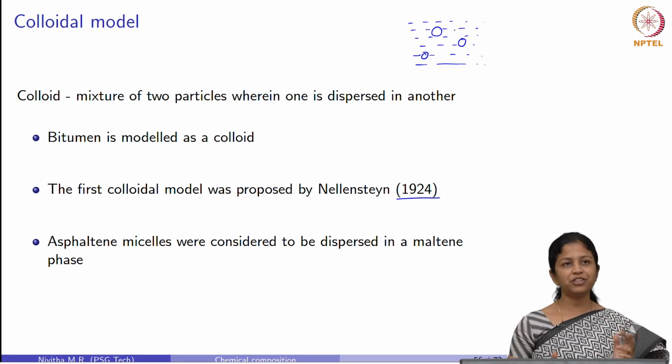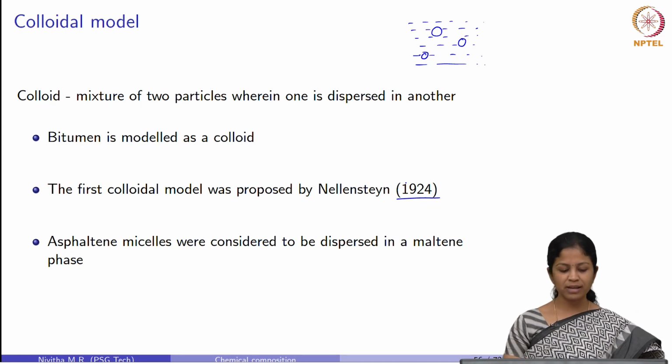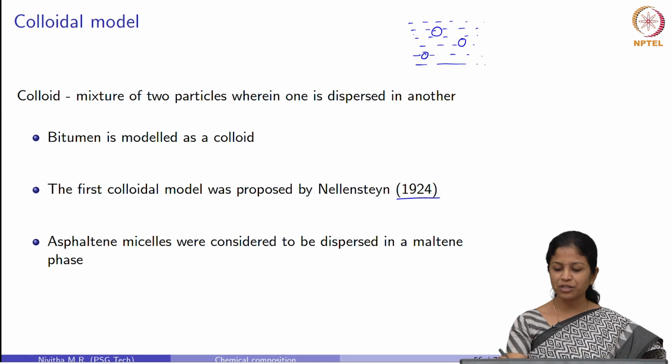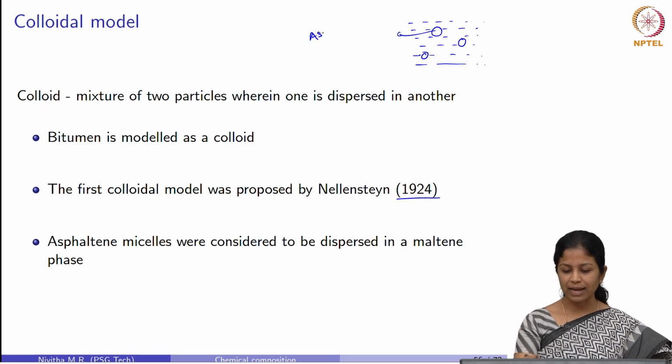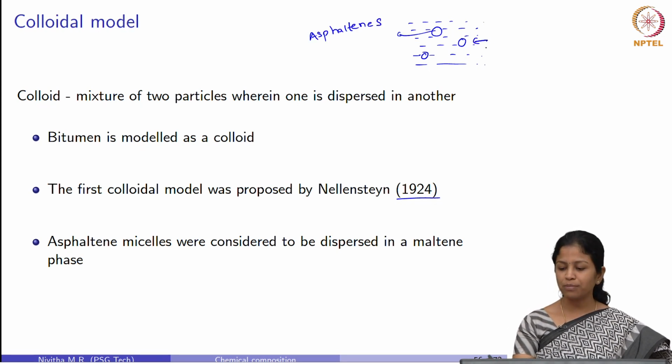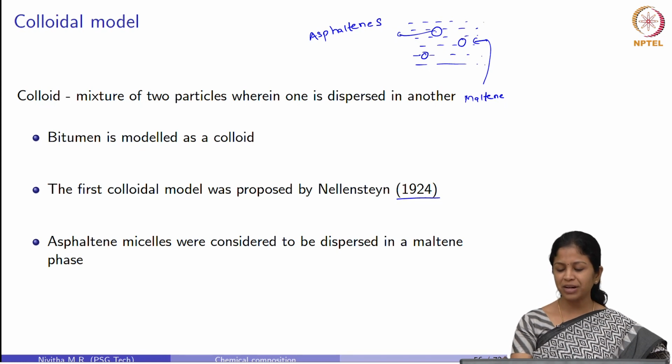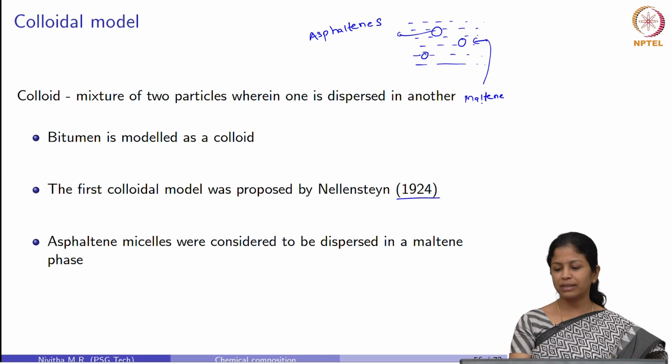So, this was the initial colloidal model proposed in 1924 by Nellenstein. Here, the particle which is dispersed was called asphaltenes, and the one which forms the matrix is called maltin. So, there are two components: the dispersed phase is called asphaltenes, and the matrix, which is the medium in which these asphaltenes are dispersed, is called maltin.